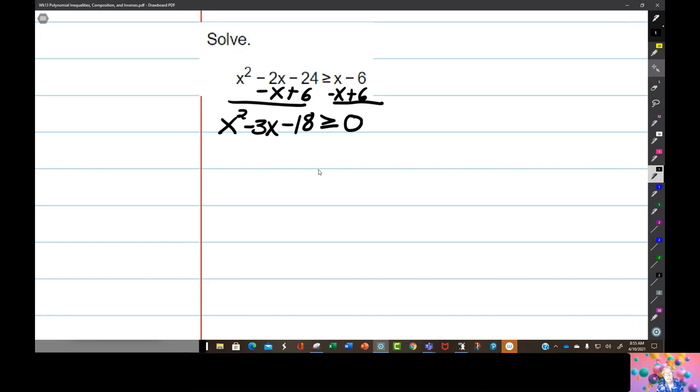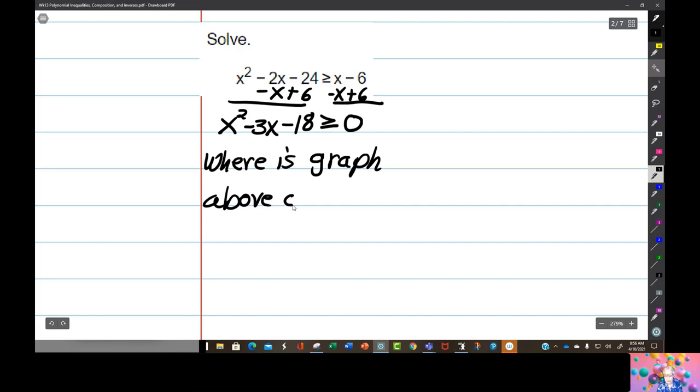Now it's more understandable. You're asking, okay, where is this that's equivalent to this? Where is this above the x-axis or on the x-axis? Where is the graph above or on the x-axis? Question mark. There.